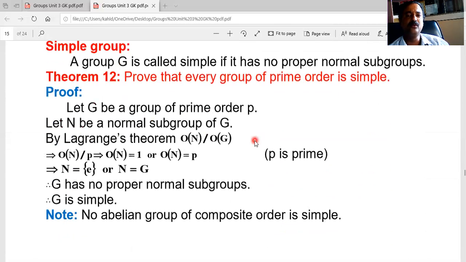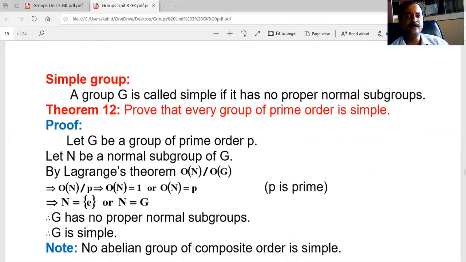Next, we learn the definition of a simple group. A group G is called simple if it has no proper normal subgroups. What is that? A group is called a simple group if it has no proper normal subgroups. That means it has only improper subgroups. In a group, if it has only improper subgroups, then it is said to be a simple group. Okay.